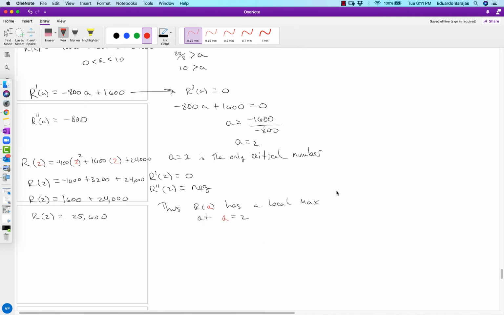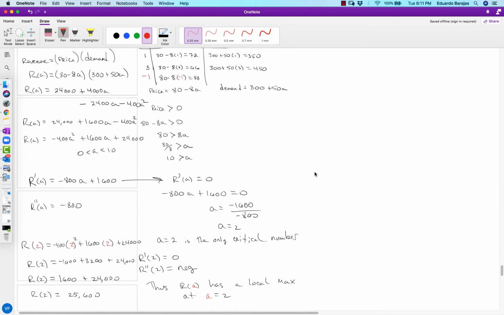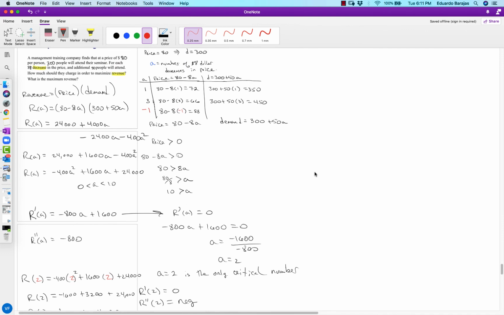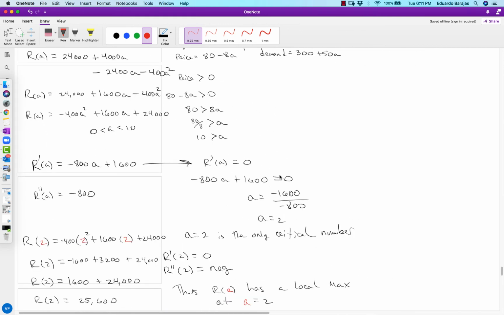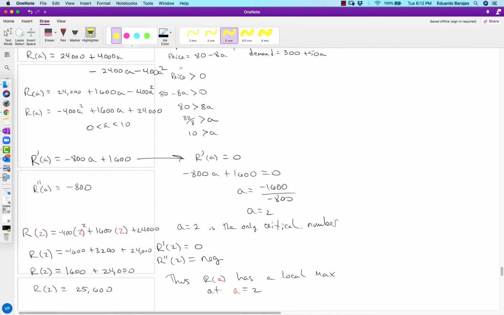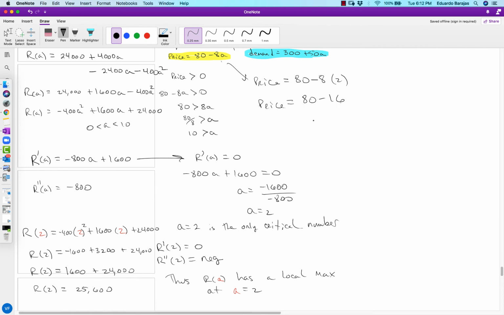So coming back up here, the price was given by this equation, and demand was given by this equation. And we've just established that A equals 2 is going to be what maximizes the revenue. So the price then would be equal to 80 minus 8 times 2. So 80 minus 16 is going to be the price. So that's going to be 64. The price is equal to 64.